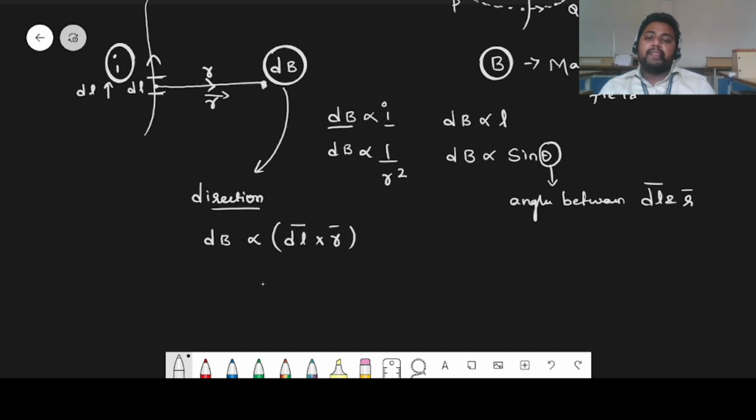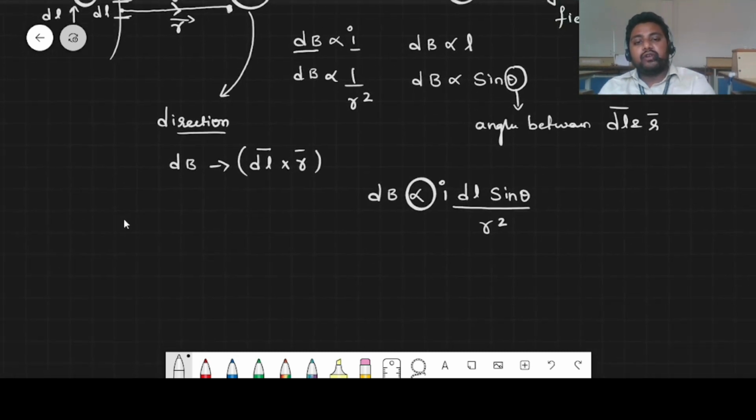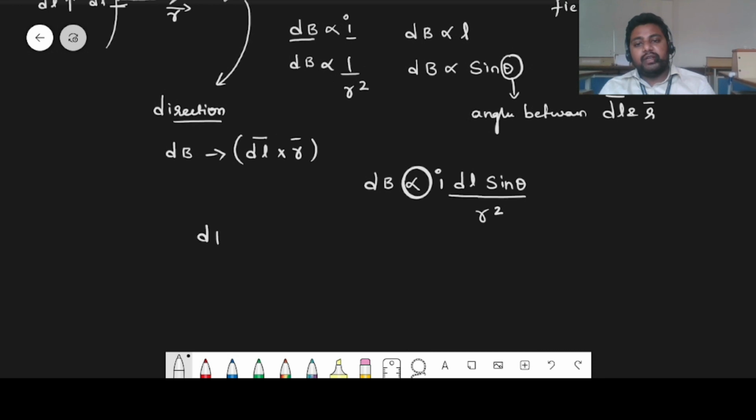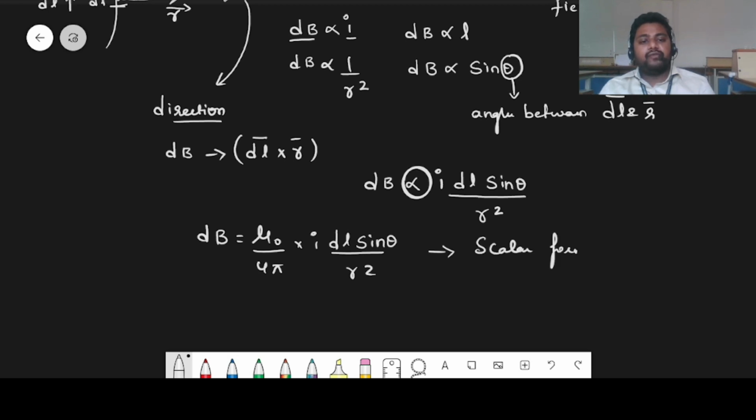To be precise, when representing it as a formula, dB is proportional to I dl sine theta divided by r square. When we remove this proportionality symbol, we have to introduce a constant, and the result is dB equals mu naught by 4 pi into I dl sine theta divided by r square. Now this is the scalar form of the equation.